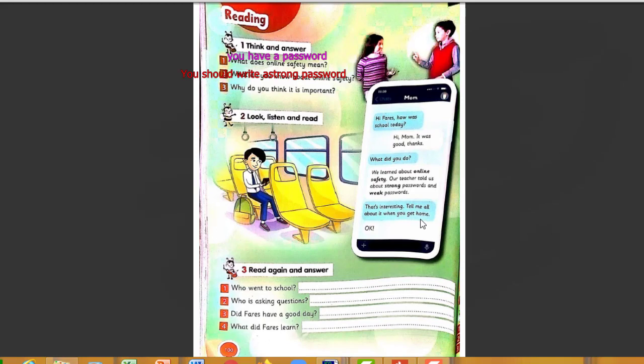Look, listen and read. This is a dialogue between Mom and Faris. Mom: Hi Faris, how was school today? Hi Mom, it was good, thanks. What did you do? We learned about online safety. Our teacher told us about strong passwords and weak passwords. That's interesting. Tell me all about it when you get home.